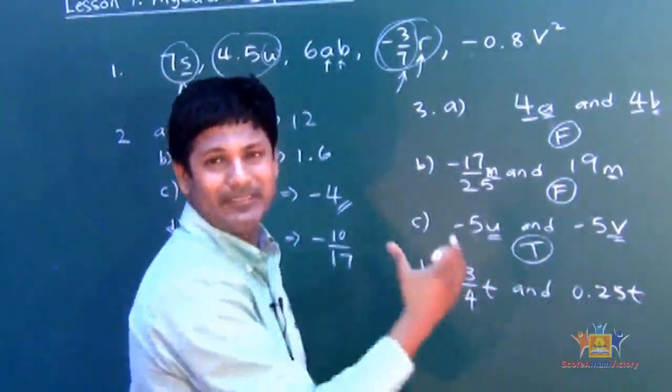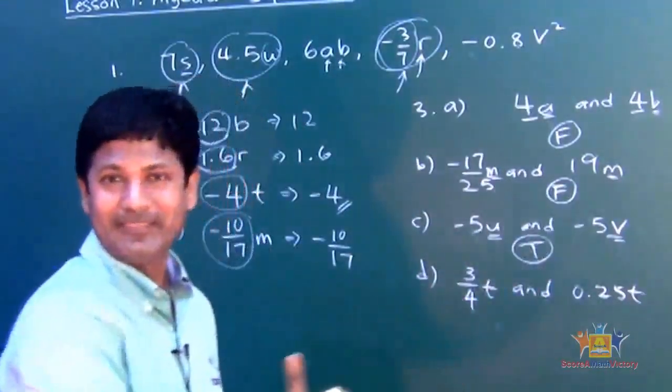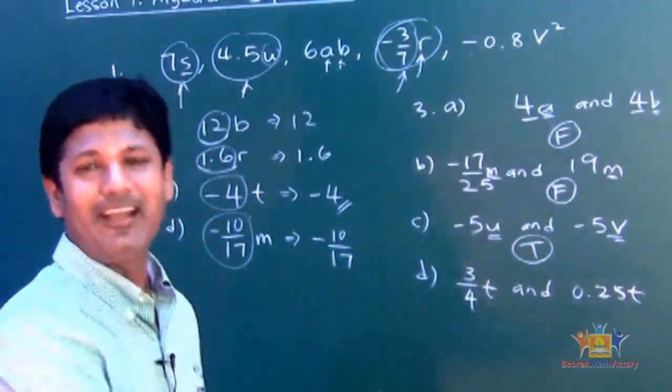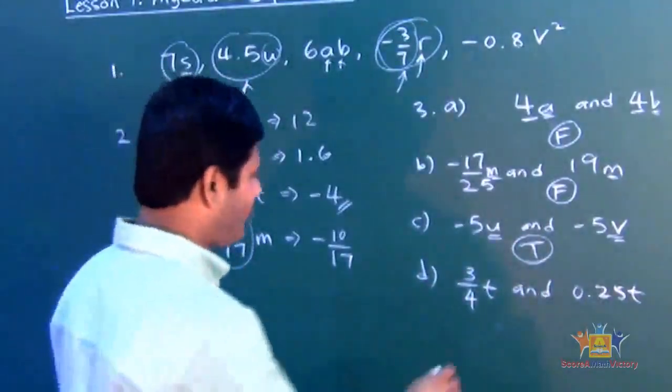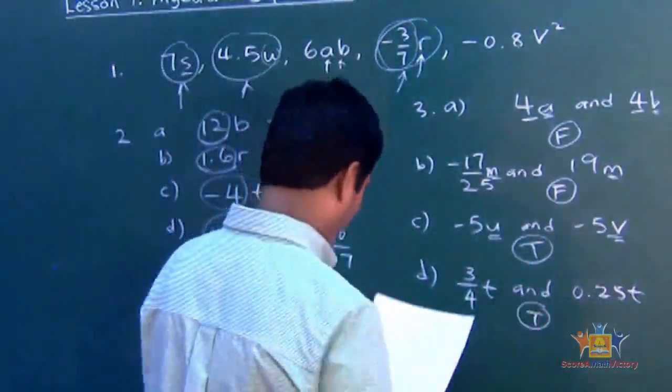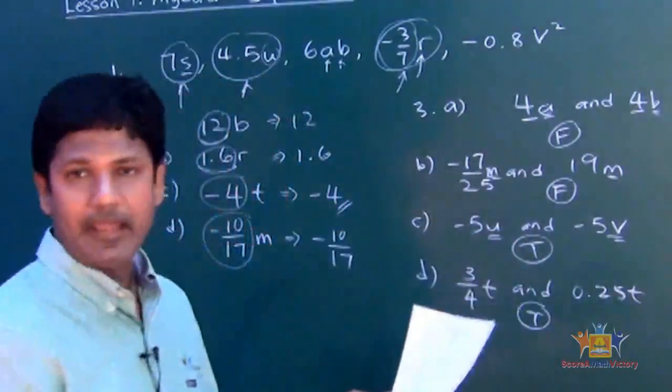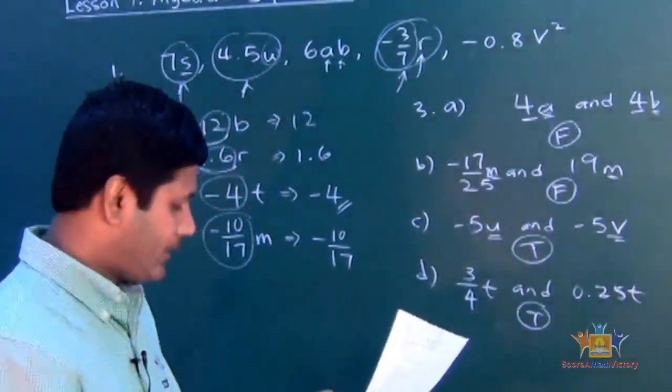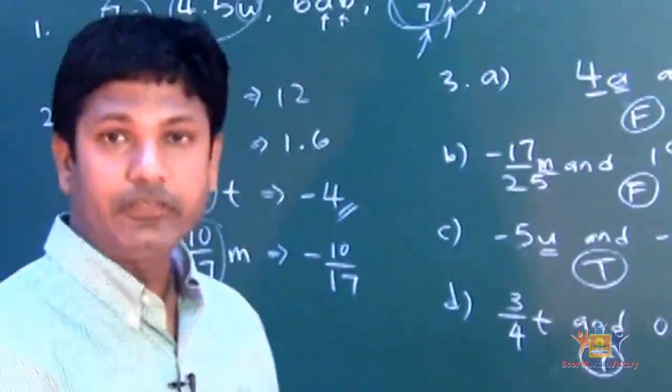Apple and apple. This is apple, this is apple. That means the same, same group. See that? So they are like terms. So that means true. So this is true because it does say like terms. D. Alright, so let's look at number 4.